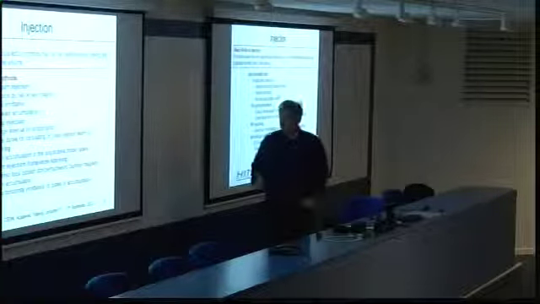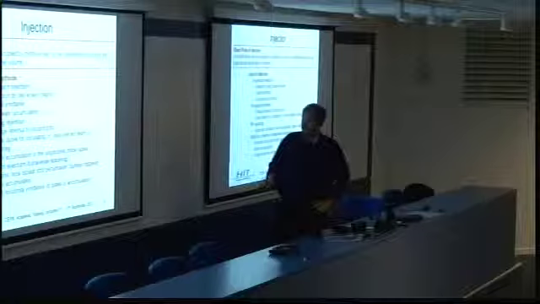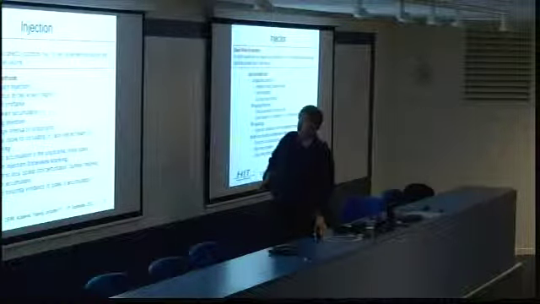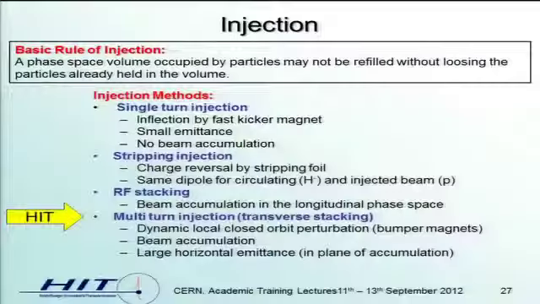RF stacking is possible, and what we use in our case is multi-turn injection. So this is transverse stacking. What you need is a dynamic local closed orbit perturbation, where you use bumper magnets for that. You have a beam accumulation. Normally the factor is, in our case, about 10. But what you have at the end is a large horizontal emittance, and you need the right vacuum for that.